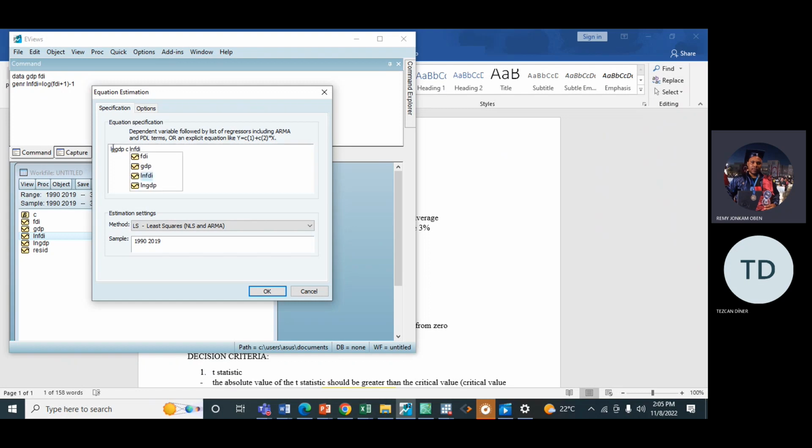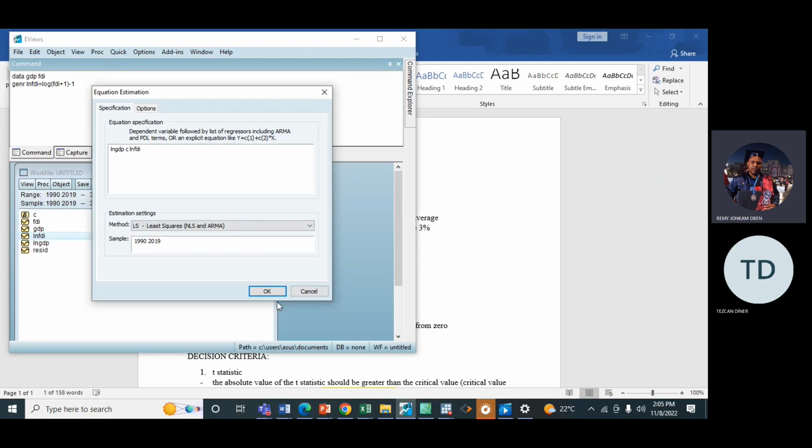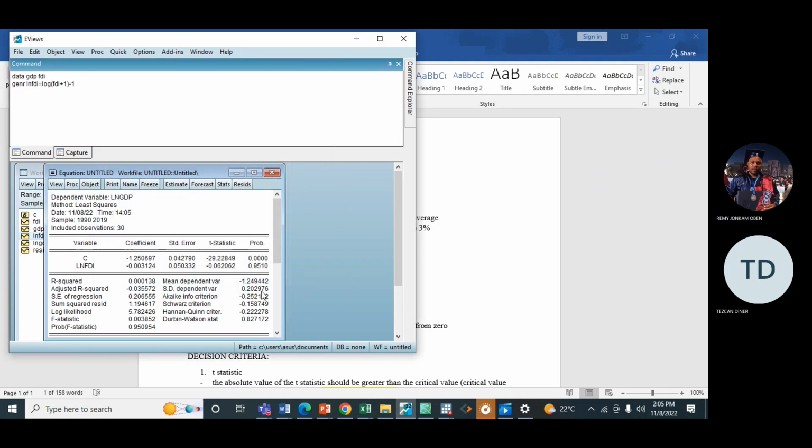So what do you see? You just write the dependent variable, you write constant, and then you write the independent variable. That's all. Why are you doing that? Because if you look at your model, you have the dependent variable, the constant, and the independent variable. So you just write it in eViews. eViews understands. Once I've written that, I don't change anything here. I just click OK. This is my regression result.